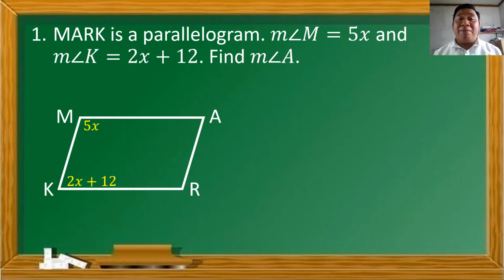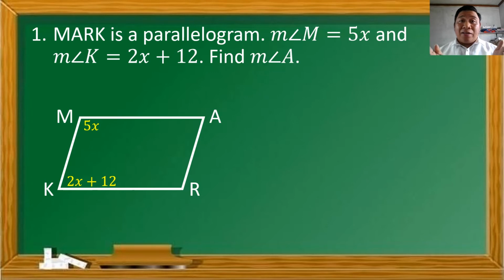So, paano natin mahahanap si measure of angle A? Eh, wala namang binigay na information tungkol sa kanya. Alright? So, actually, hindi muna natin mahahanap si measure of angle A agad-agad. So, ang kailangan muna natin gawin, dahil meron tayo ditong variable, ay hanapin muna natin yung value ng variable na iyon. So, in this case, yung value ni x ang hahanapin muna natin. Alright? And to solve for the value of x, kailangan gamitin muna natin yung available na information na binigay sa ating problem. So, dito sa problem, ang binigay lang sa atin ay yung measure ni angle M at yung measure ni angle K. Alright? So, yun muna ang gagamitin natin to solve for the value of x.